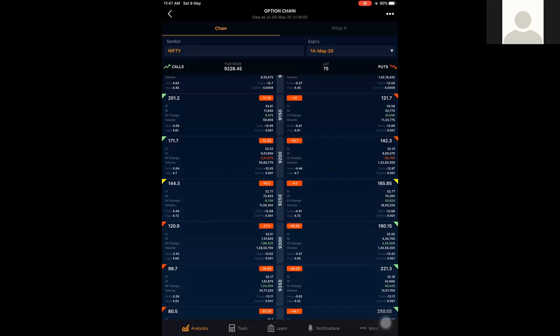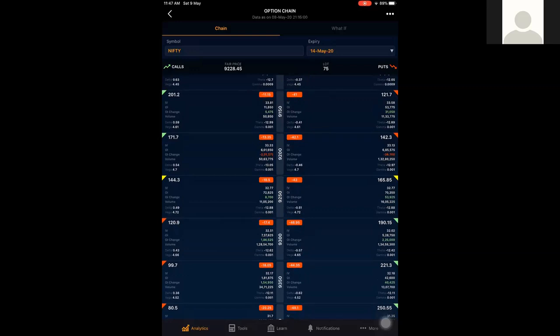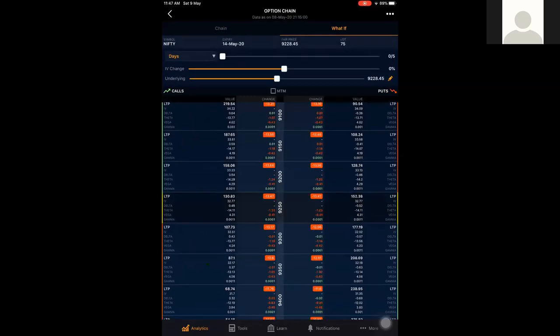Now the yellow indicates at the money, the green indicates in the money, and the red indicates out of the money. So this is the chain. Now you have a waterfall. What exactly this product does is, say I took a trade in Nifty, I want to buy a Nifty 9300 call option, which is of 14th May expiry.